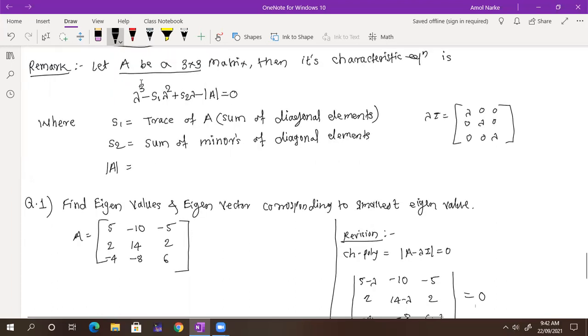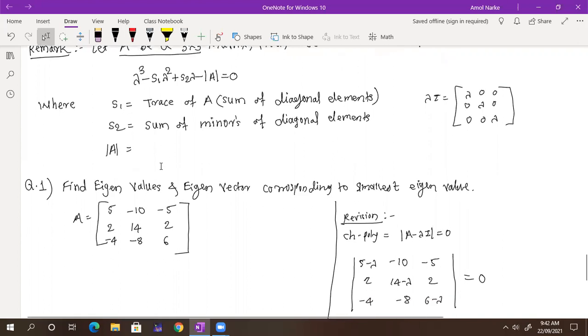What is that remark? If A is a 3 cross 3 matrix, then we have directly this, which is nothing but our characteristic equation, or characteristic polynomial. So I directly have this, I just need to find the values of S1, S2 and S3. Can someone tell me what is the value of S1 here? 25. Very good. Now the determinant of A you can calculate, and S2 we can calculate.